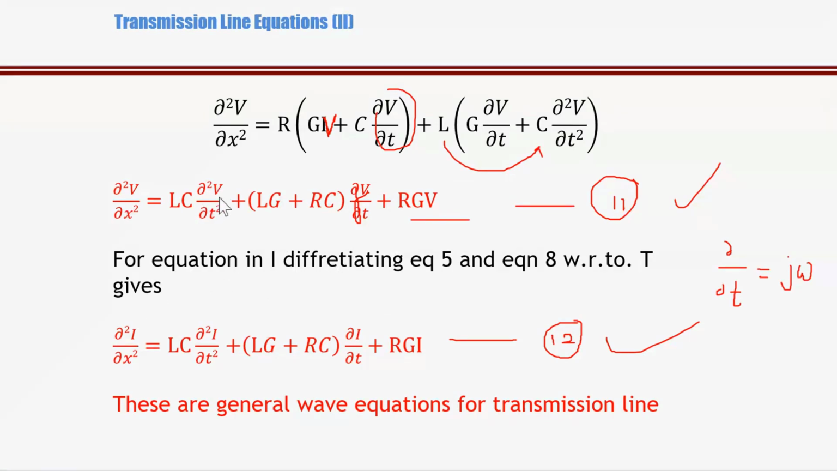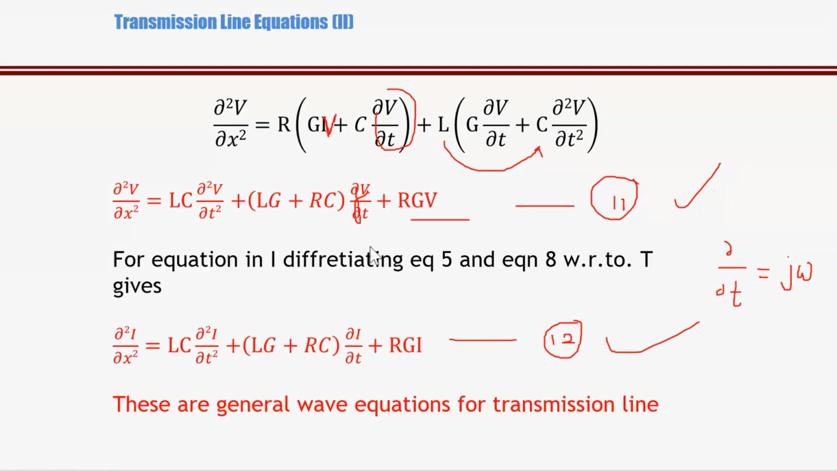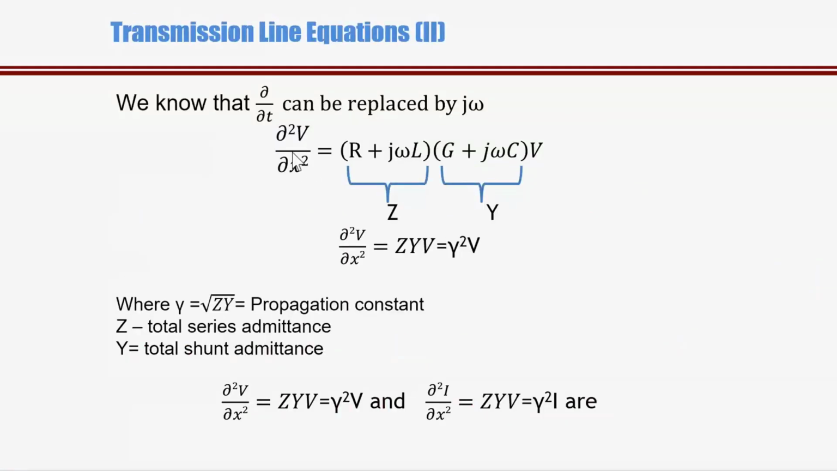Right? Here j omega comes, so it becomes minus 1. Or we can take j omega common here. Here only one j omega comes, and here there is only v, so there is no question of j omega. Or we can solve this bracket, and then we got the equation solving dou 2v by dou x square from equation number 11. So from equation number 11, if we replace dou by dou t by j omega, then after some adjustment we will get dou 2v by dou x square is equal to r plus j omega L plus g plus j omega c into v.